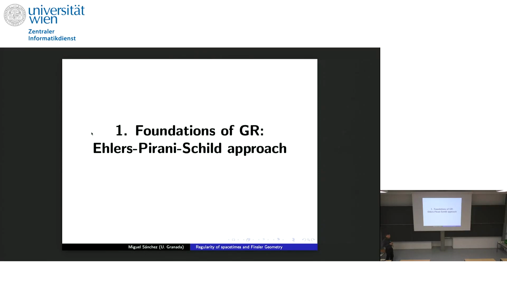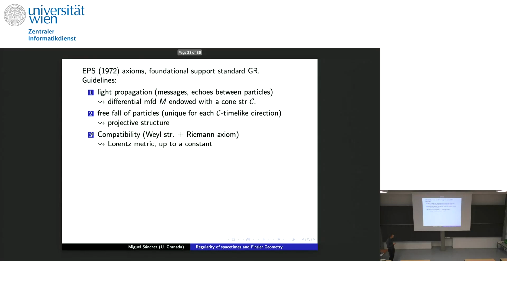It is about the foundations of general relativity and the Ehlers-Pirani-Schild approach. This is a classical approach which provides some axioms and gives a foundational support of standard general relativity. These axioms concern light propagation, introducing concepts such as radar, echoes between particles, and things like that. At the end, these axioms provide a differential manifold structure with a cone structure in the spacetime. There are also some axioms on free-falling particles, and these axioms provide a projective structure. And finally, there are some compatibility axioms, where you obtain a Lorentzian metric up to a constant.